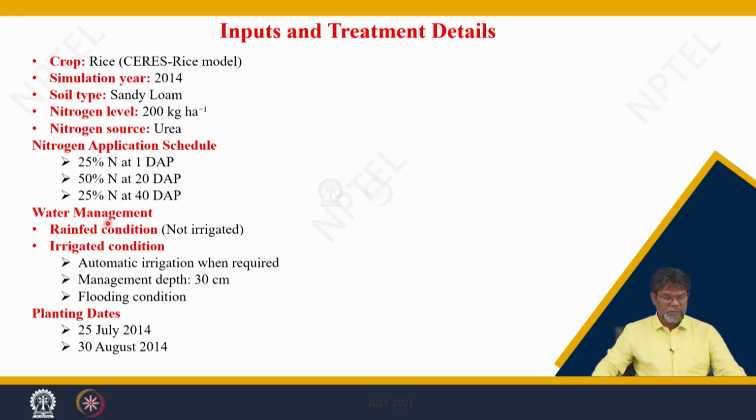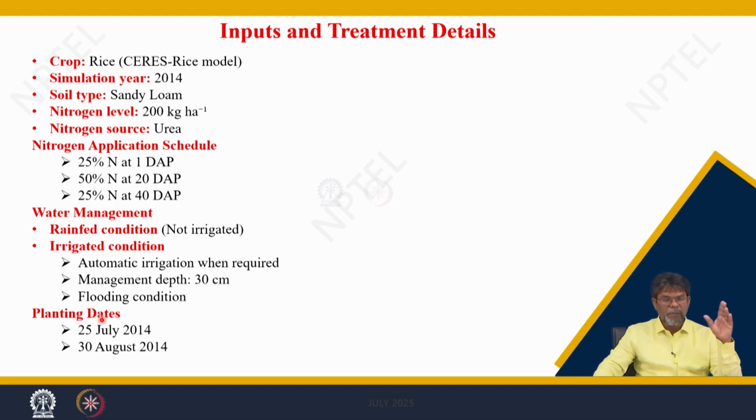One is water management. One is rain fed, let us say not irrigated. Then the second one is the irrigated condition, with automatic irrigation when required, at a management depth of 30 centimeters. When soil moisture comes below the threshold level, irrigation starts, and the method is flooding irrigation, in the case of the rice crop we are giving.